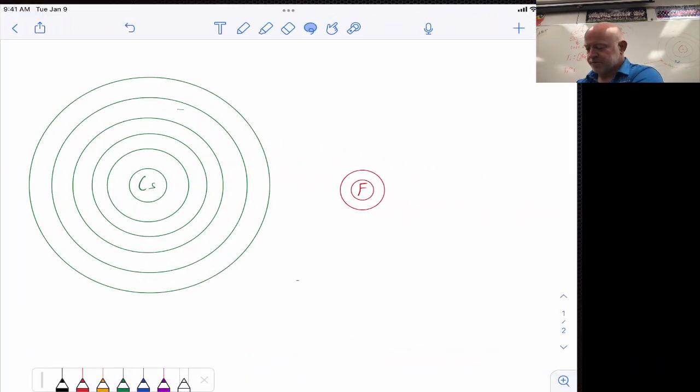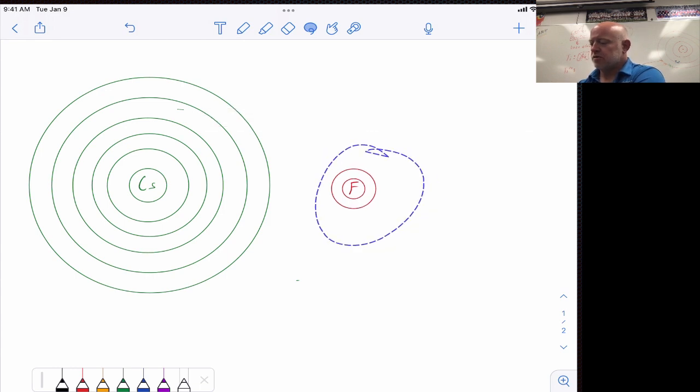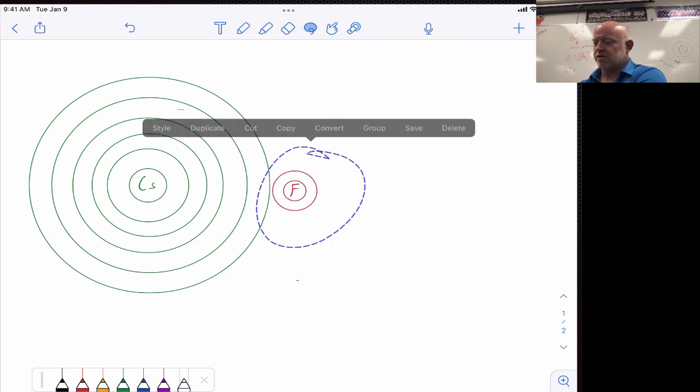So what I've done here is I've drawn a cesium atom right here, and I've drawn a fluorine atom right here, okay? And we're relatively looking at the idea of their sizes. So if the fluorine atom were to come in contact with the cesium, let's say the fluorine atom's flying around doing its thing, and they collide with each other, okay?